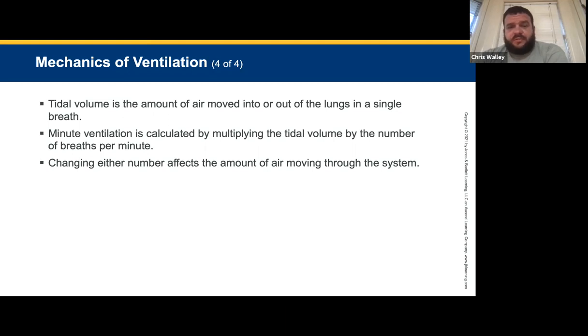So the minute ventilation is calculated by multiplying the tidal volume by the number of breaths in a minute. Change in either of these numbers can affect the amount of air moving through the system. I don't have to question that because we know that's the truth. Now, the average bag valve mask can deliver 1,000 to 1,500 milliliters of oxygen and or air, depending on if you're hooked up to supplemental oxygen or not.